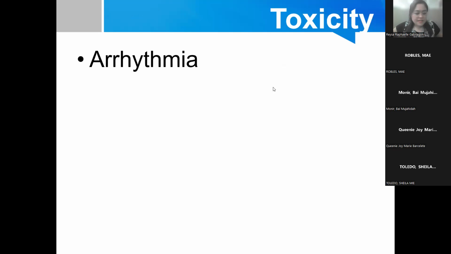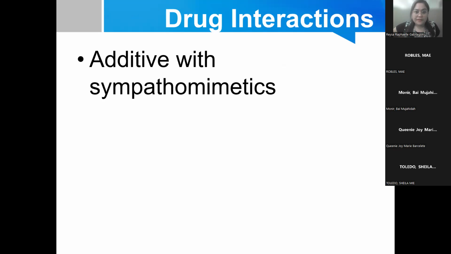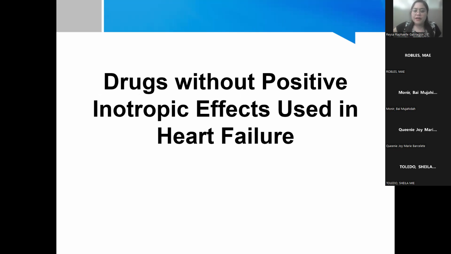And then again, since this is considered an inotropic agent, this can also cause arrhythmia. Okay, and this is also used as an additive with other sympathomimetics. If epinephrine is not enough, we give additional dobutamine, and then if dobutamine is not enough, then add dopamine. Okay, just for the patient's heart to start beating again para may increase ang force of contraction.